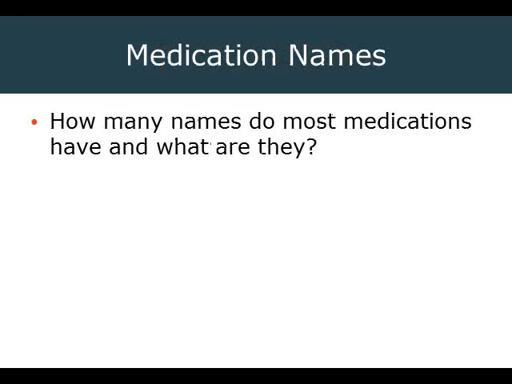All right, so how many names do most medications have and what are they? Well, we talked about 3 of the actual 4 medication names. There is technically a 4th medication name, but it is usually the same as the generic name, just with USP added on the end of it. USP means United States Pharmacopoeia, which is the master book of drugs in the United States.